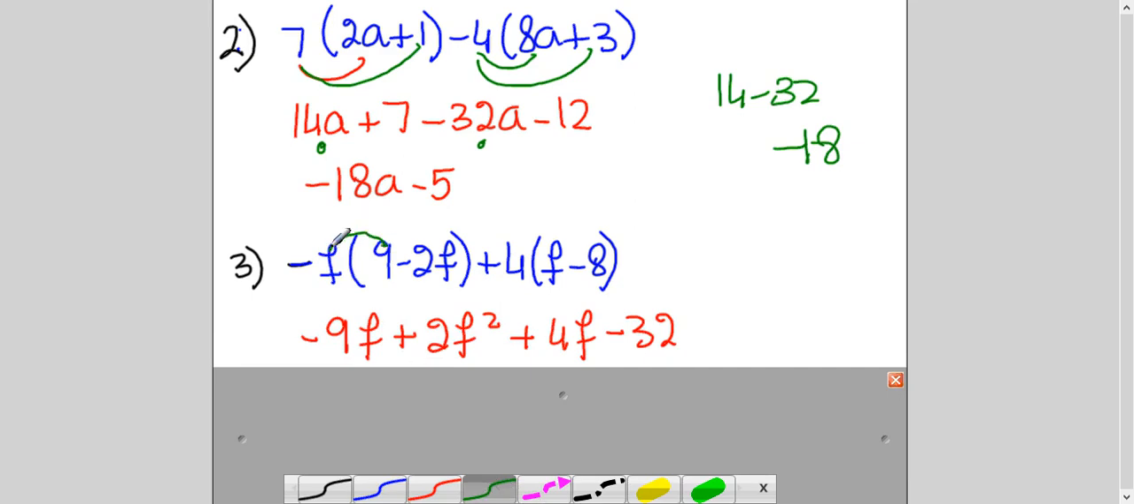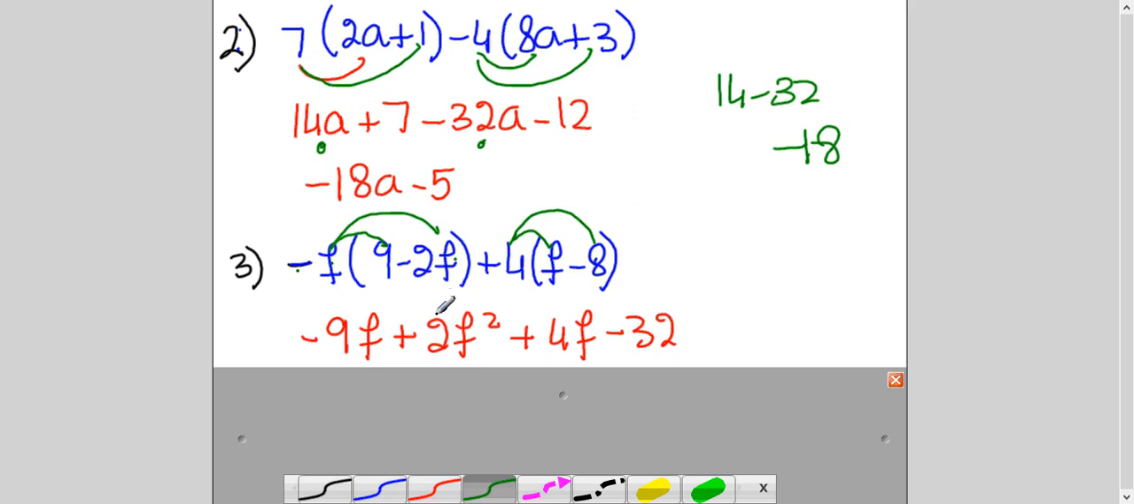And then minus f multiplied by minus 2f. So f multiplied by f is f squared. Minus multiplied by minus is plus. And when there is no coefficient, it is 1, 2 1s are 2. Okay, then 4 multiplied by f, 4f. And plus 4 multiplied by minus 8 is minus 32.